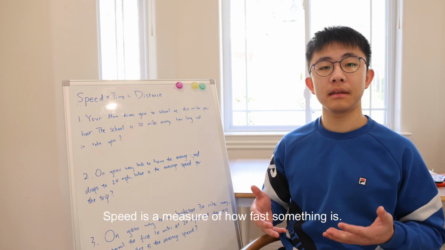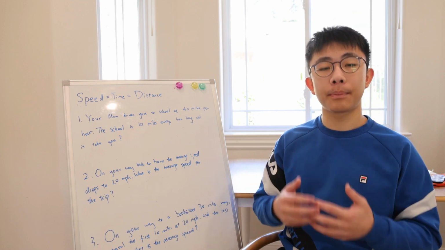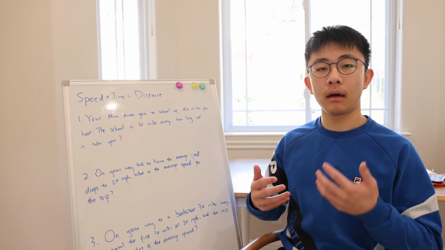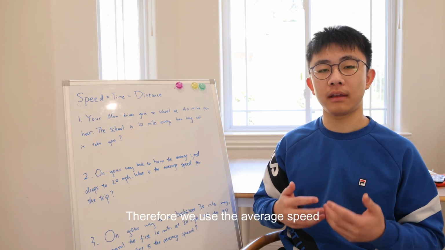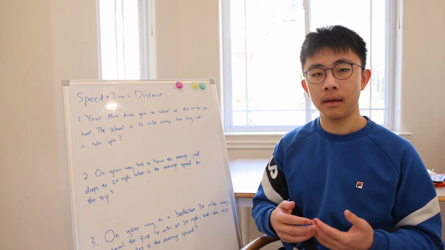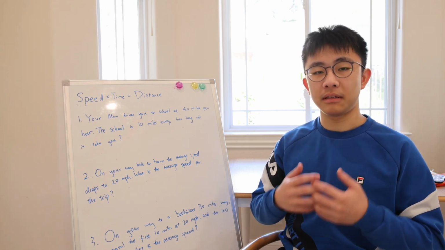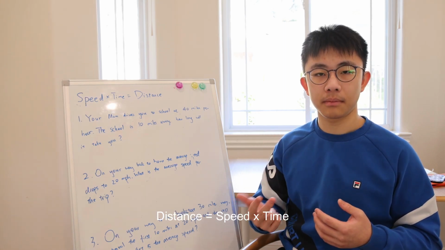First of all, speed is a measure of how fast something is going. However, a big problem with speed is that it may vary. So therefore we use the average speed, or the speed we would be traveling at if we were to cover the same amount of distance over the same amount of time, except our speed is constant. We'll explore in detail the formula distance equals speed times time.